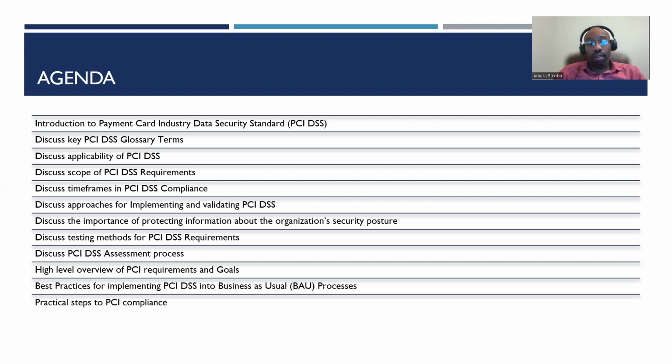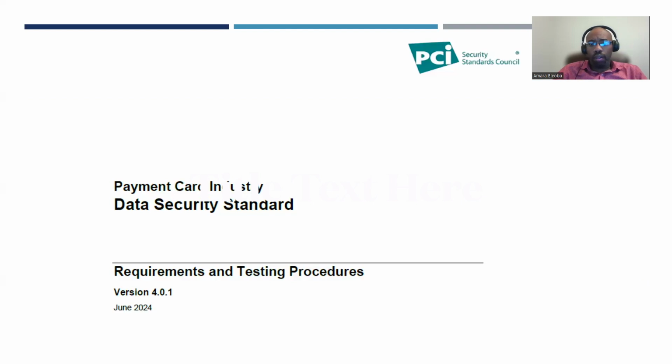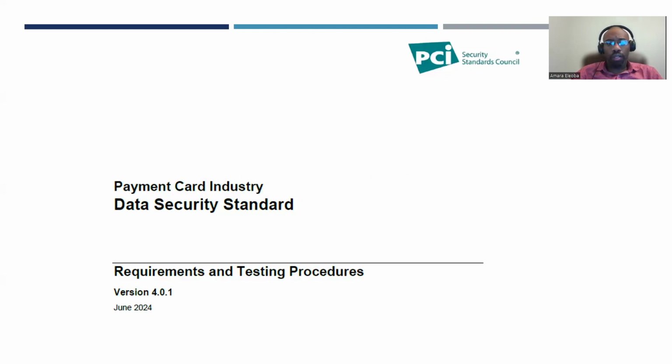Then we'll go over the high-level overview of PCI requirements and the goals of PCI DSS. We'll talk about the best practices of implementing PCI DSS into what we call business as usual processes. Then we'll talk about the practical steps to achieving PCI compliance. And the documentation that I will be reviewing is the recent documentation for the Payment Card Industry Data Security Standard, the requirements and testing procedures. Sorry, we'll be going over version 4.0.1.